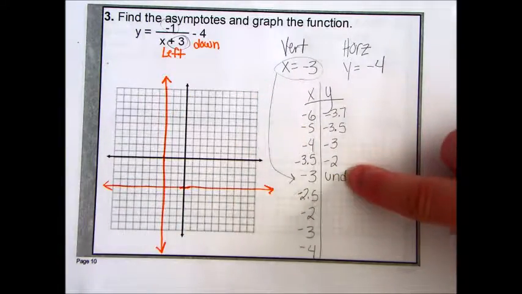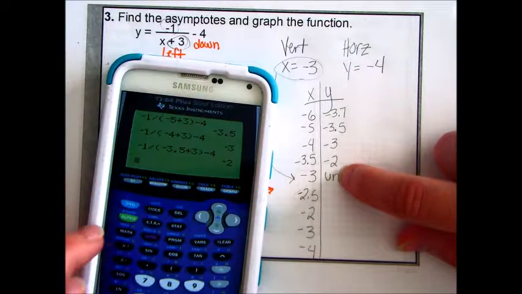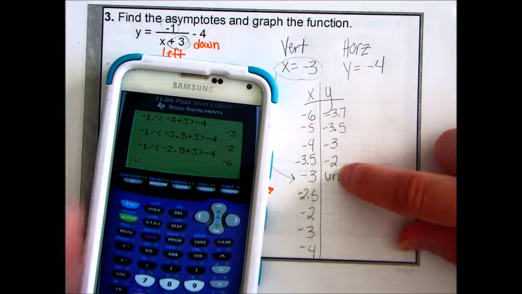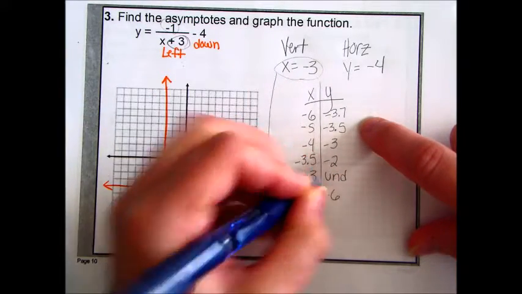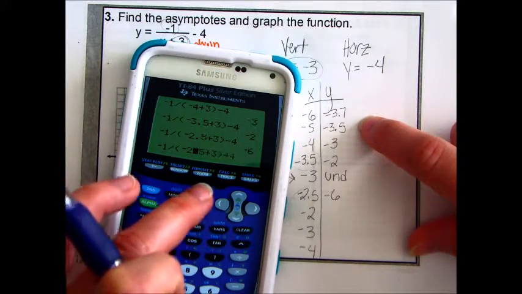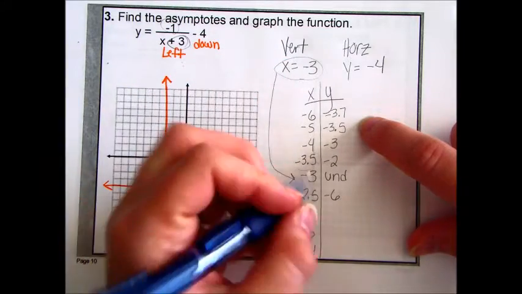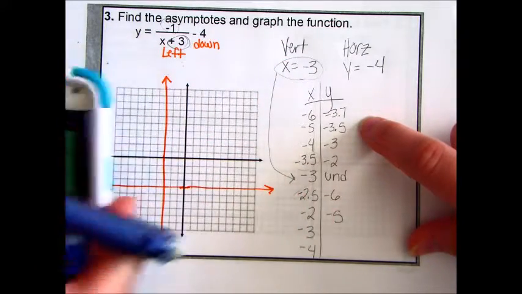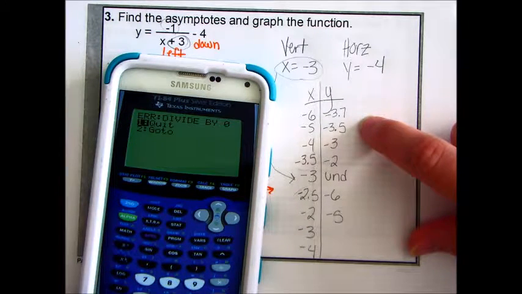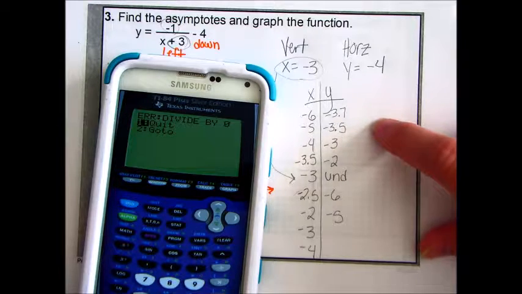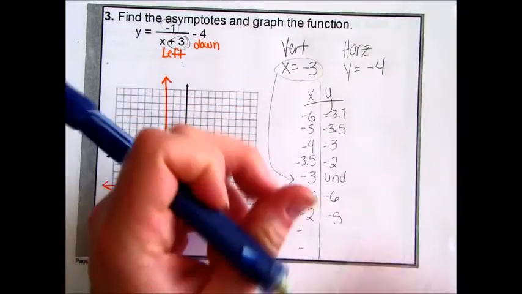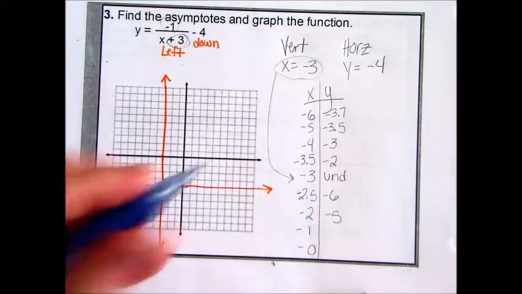And then I already knew negative 3 was undefined. Let's plug in negative 2.5. That gives me negative 6. Let's plug in negative 2. Get negative 5. Let's plug in negative 3. Oop, that's right, I shouldn't have to plug in negative 3. That's because I chose really bad x's here. I should have picked negative 1 and 0 if I would have been counting right.